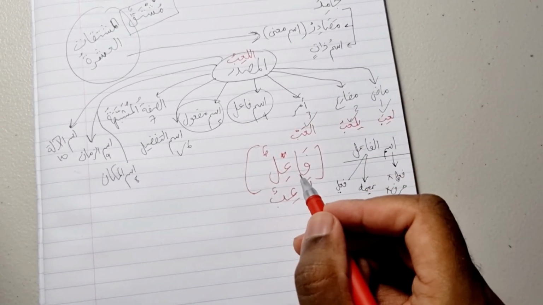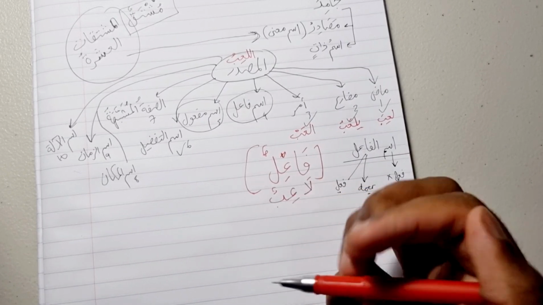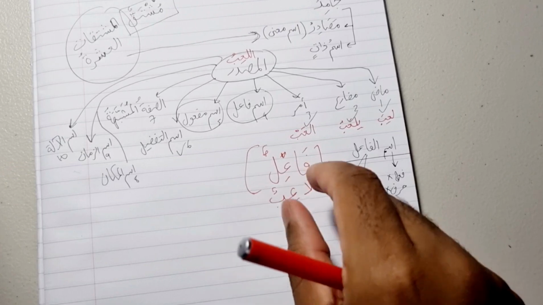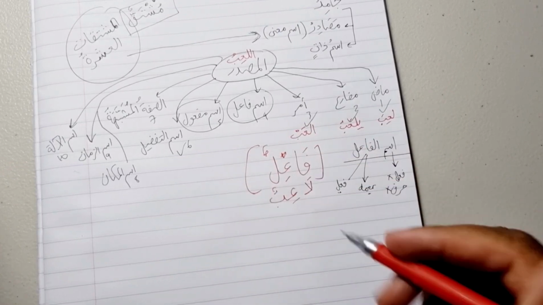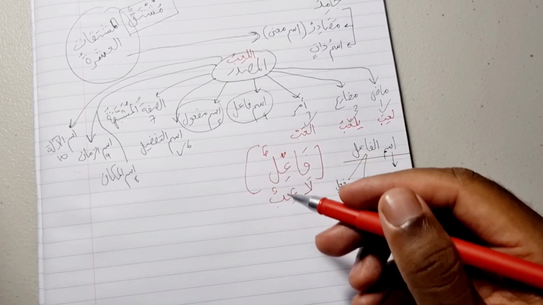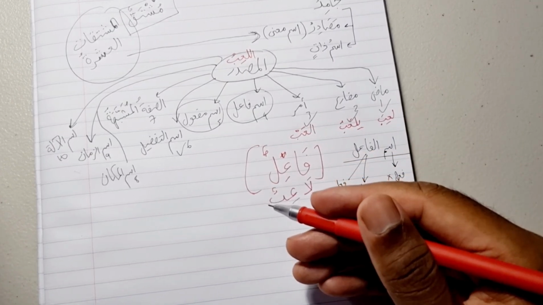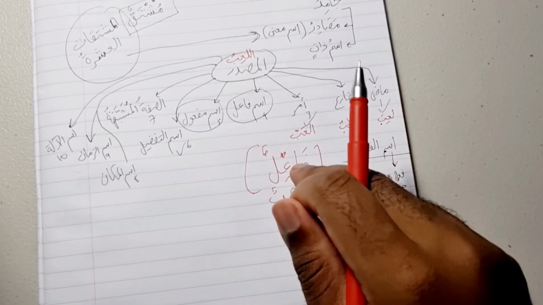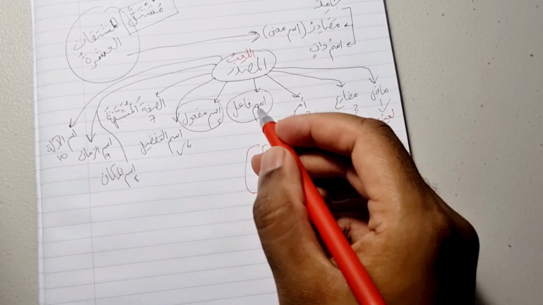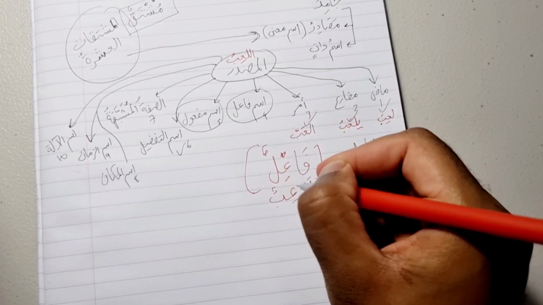So this is how we derive the ismul fa'il if it's a three-lettered verb. If it's a three-lettered verb, we derive it by putting it on this scale, and it gives us the ismul fa'il, the doer of this action. So this is a noun. This noun indicates a person who does this action. So it has these two meanings within it. So that's the ismul fa'il. So ismul fa'il is la'ibun.